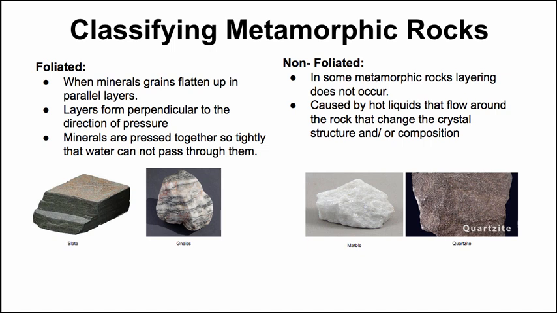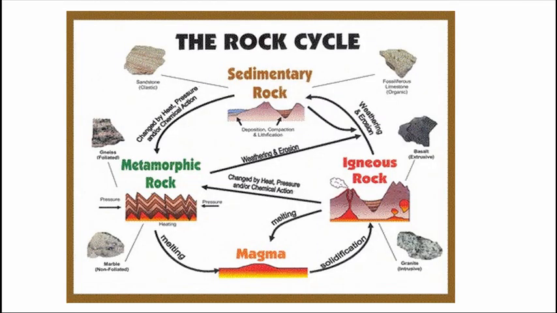The minerals are pressed so tightly together that they become waterproof, that water can't pass through them. They're impermeable. Non-foliated rocks, layering does not occur. These ones are caused by hot liquids that flow around the rock that changes the crystal structure and or the composition.